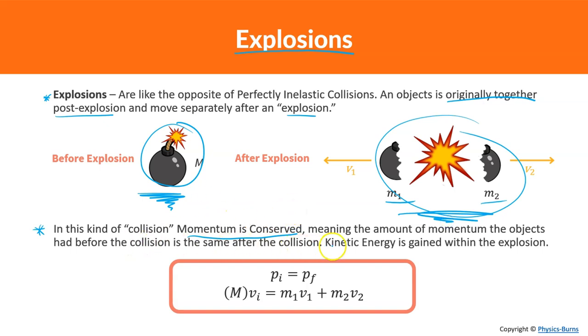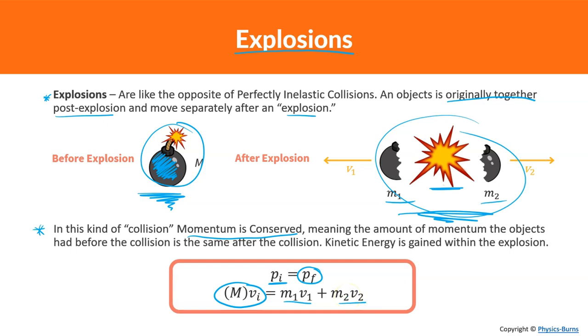Okay, after the collision, kinetic energy is gained within an explosion or collision. So how is it gained? Where does kinetic energy come from? Well, usually with explosions, there are maybe chemical properties inside of here, and that chemical energy turns into kinetic energy after the explosion. Alright, so the momentum before the explosion, all of the mass times the velocity before the explosion, is equal to the different masses and the different velocities combined afterwards.